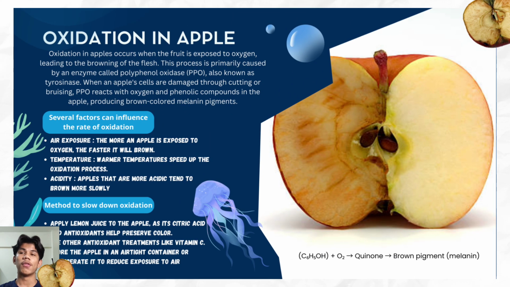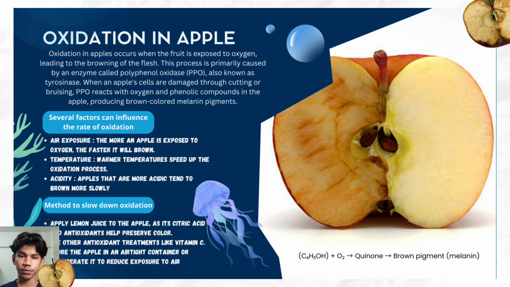Apart from that, we have oxidation in apple. Oxidation in apples occurs when the fruit is exposed to oxygen, leading to the browning of the flesh. This process is primarily caused by an enzyme called polyphenol oxidase, PPO, also known as tyrosinase. When an apple cell is damaged through cutting or bruising, PPO reacts with oxygen and phenolic compounds in the apple, producing brown-colored melanin pigments. There are several factors that can influence the rate of oxidation.